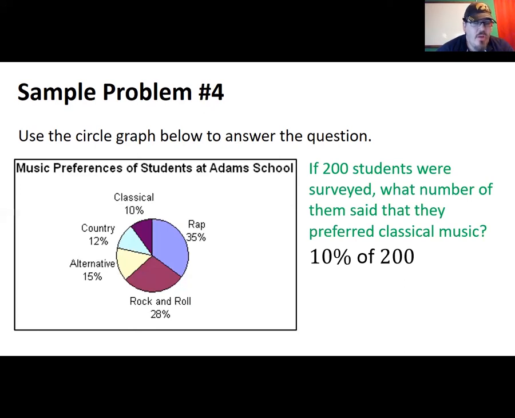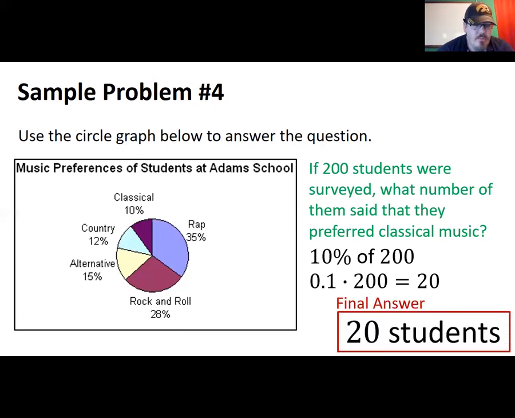10% of 200 basically means multiply. So we're going to take the 10%, convert it to a decimal. So we're going to take 0.1 times 200 to get an answer of 20. So of the 200 students, 10% of them liked classical. That translated into literally 20 students. Okay, and so there's the solution that we're looking for.